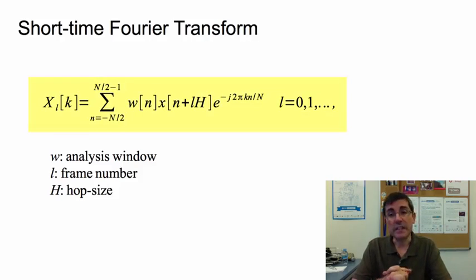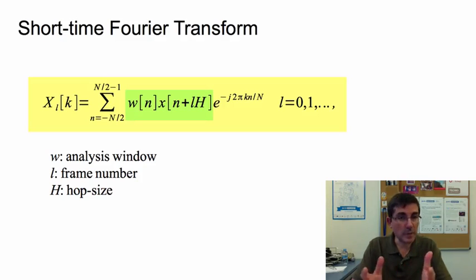This is the short-time Fourier transform equation, basically a modified version of the DFT with a few very important differences. For example, the input signal is not just x of n, but is the multiplication of w, which is our analysis window, by a fragment of x of n. Here x has an argument that has n, our time index, but also a frame number and a hop size. So L is the frame number, and this is our time index.